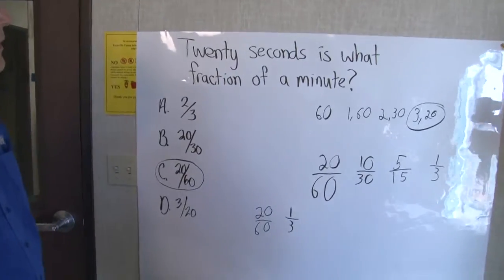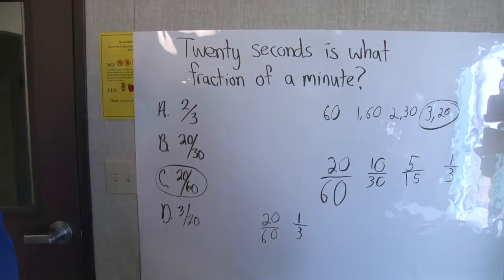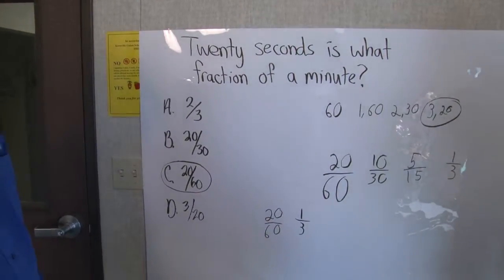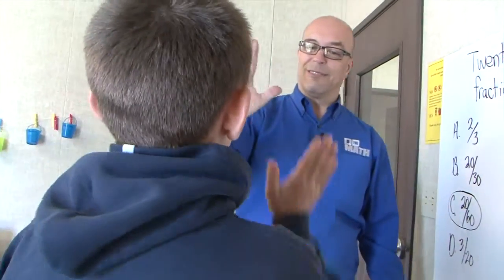Let's go ahead and read this problem one more time and tell us what the answer was. 20 seconds is what fraction of a minute? It is C, 20/60ths of a minute. Right. All right? Nicely done. Perfect work.